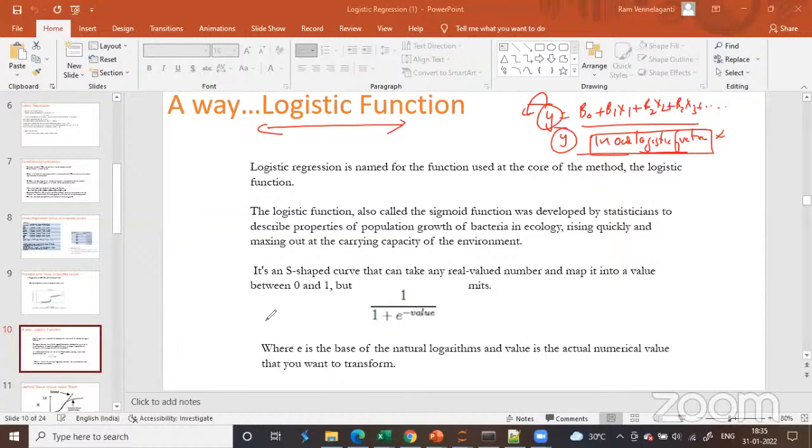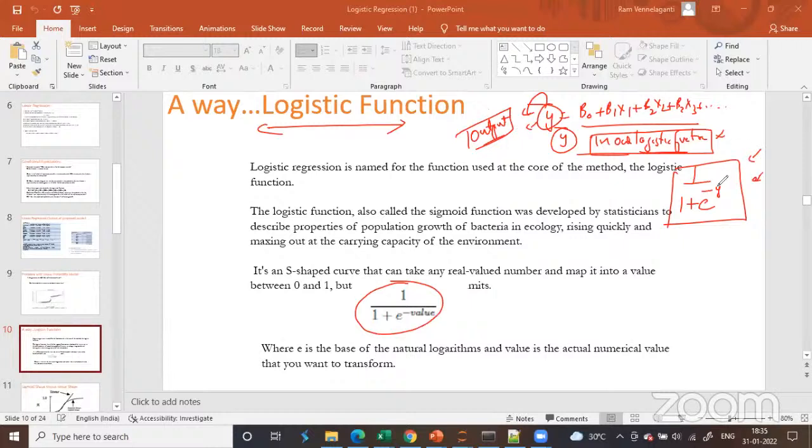So what is our logistic function? Our logistic function can be written as 1 by 1 plus e power minus y. I'm going to write my logistic function in this manner: 1 by 1 plus e power minus y. Whatever output I get from my equation, I'm going to substitute here in place of y in my logistic function. What is this logistic function going to do? It is going to take any real valued number and transform that value into a number between 0 and 1.